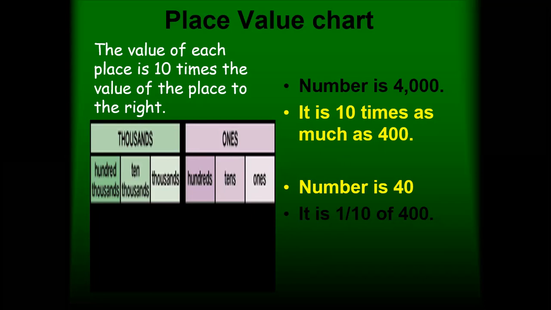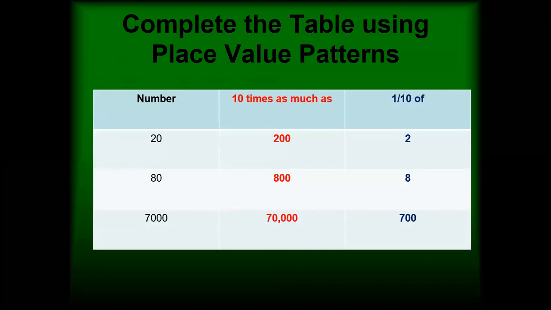For example, if the number given is 4,000, you will write 4 in the thousands place and you will put 3 zeros in the ones period. When you are asked to compare 400 and 4,000, you can say 4,000 is 10 times as much as 400. If you're asked to compare 40 and 400, you can say 40 is 1/10 of 400. So remember, the value of each place in a place value chart is 10 times the value of the place to the right.